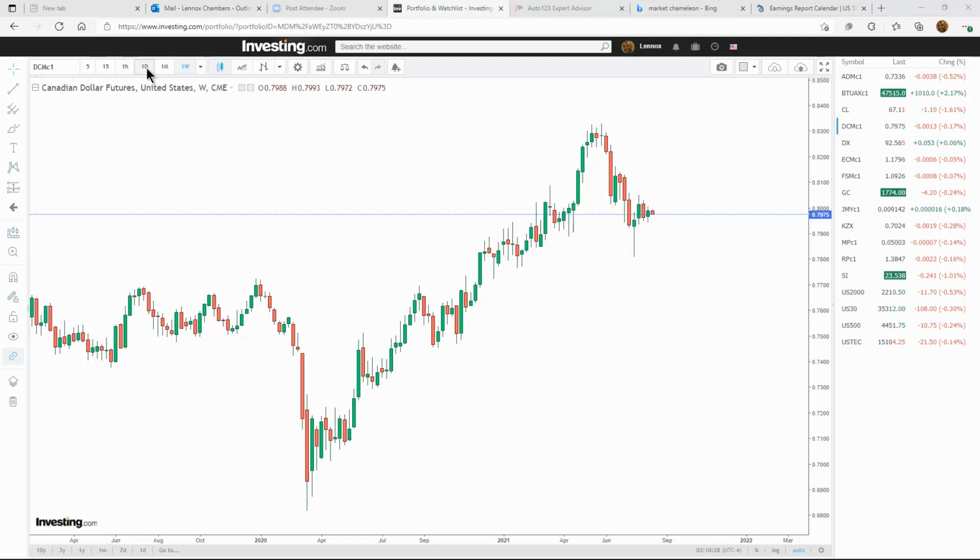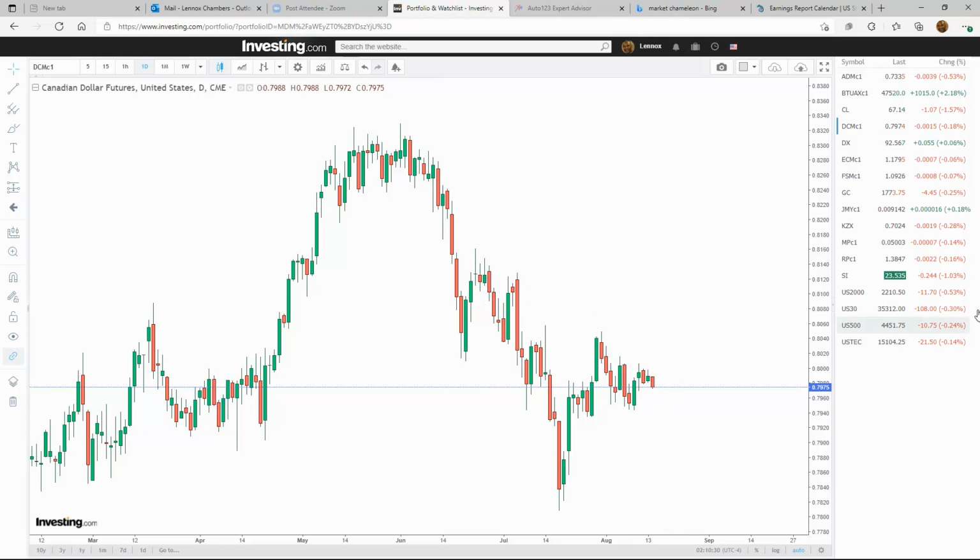Okay, so on the daily, it looks very weak at this point, so we could see further weakness coming back down. So basically, we're just retracing this move back down. So it's totally possible to come back down to this level even before we bounce. So weakness in the Canadian dollar going into this week.